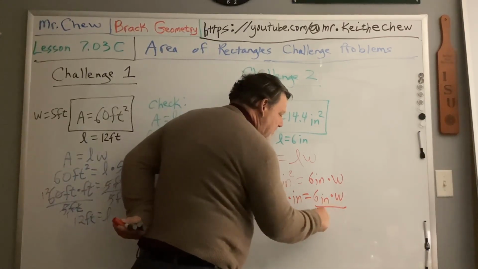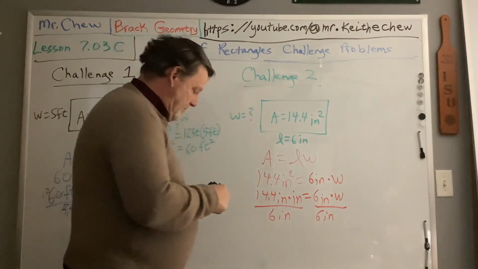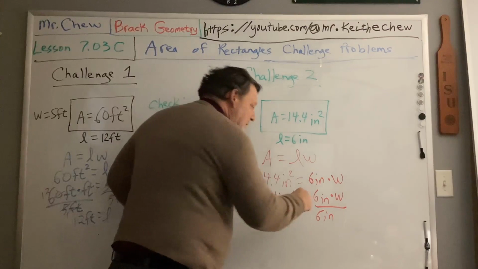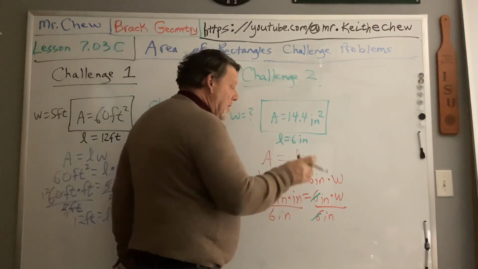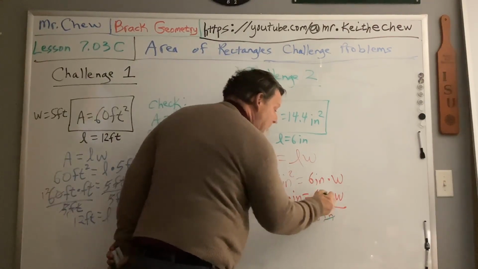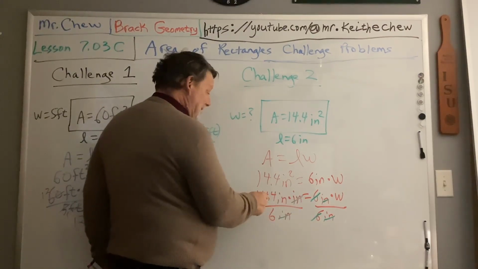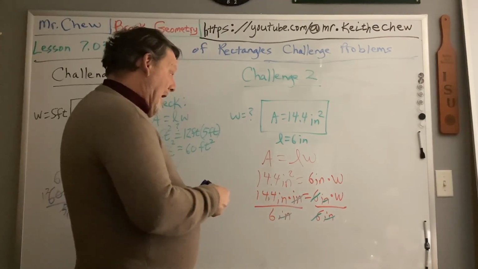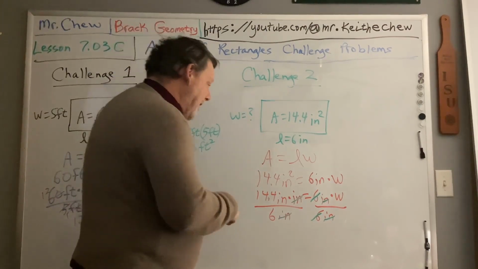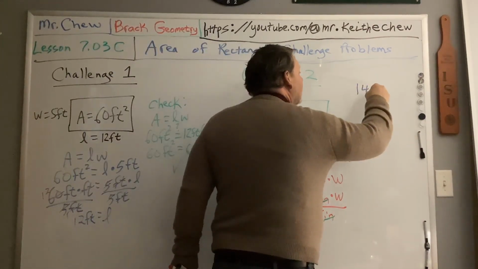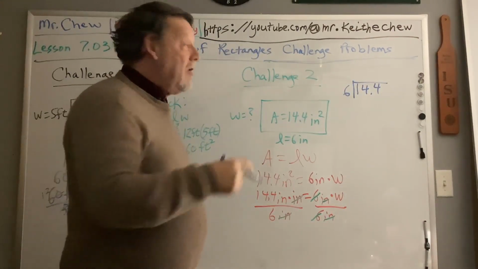I use the division property of equality to divide both sides by 6 inches. 6 over 6 is 1, and I can cancel out a common factor in the numerator and denominator of 6, same thing with inches. Over here, I can do the inches here, and it's 6 into 14.4. I don't know what that is, but I can long divide. So let's practice doing that because that is an arithmetic skill that is lost nowadays.